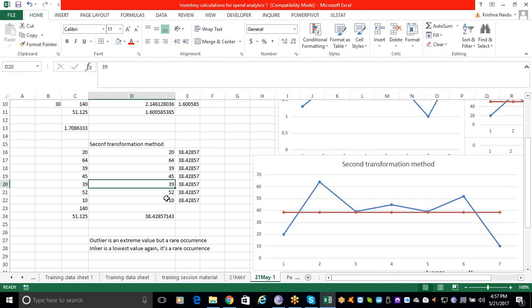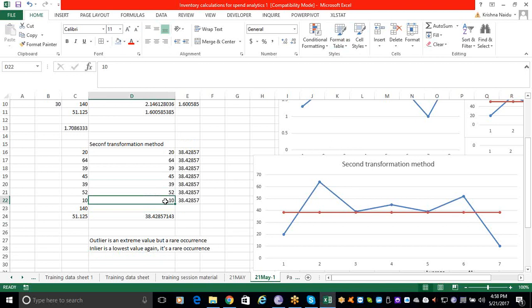So we have removed the outlier. Now let's see the inlier here. So this is a case. Suppose there is a hot Sunday, and there is ice cream sales. We expect that on a hot Sunday the sales of ice cream will be high. But there would be some days where the sales will not be high. The sale of ice cream on a hot Sunday will be equivalent to the sale of ice cream on a rainy day.